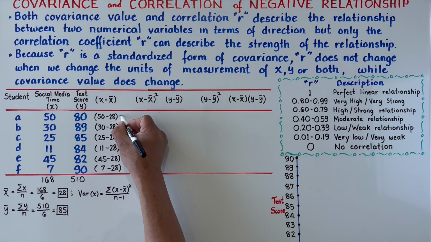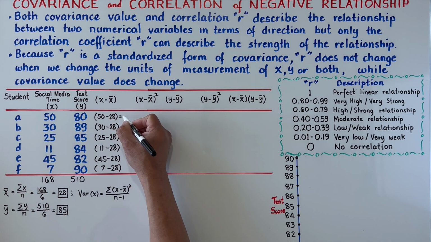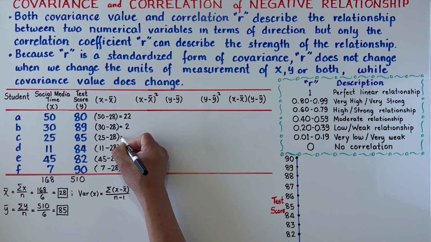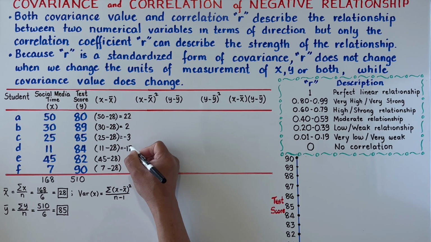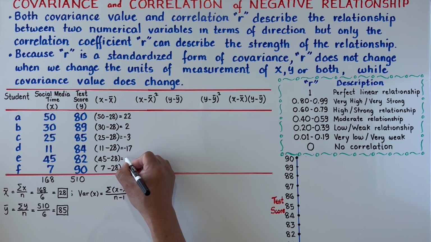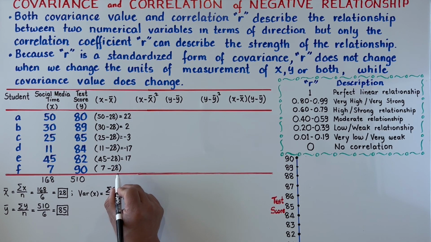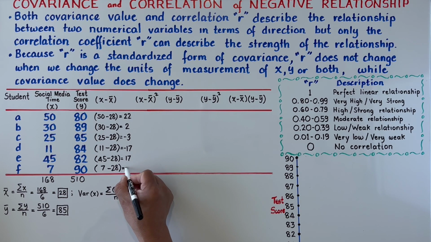So if you get the difference, we know that the difference of this one is 22. 30 minus 28 is 2. 25 minus 28 is negative 3. And this one is having a difference of negative 17. And also this one is positive 17. And 7 minus 28 is negative 21 here.